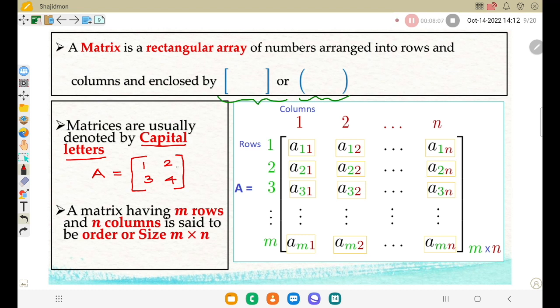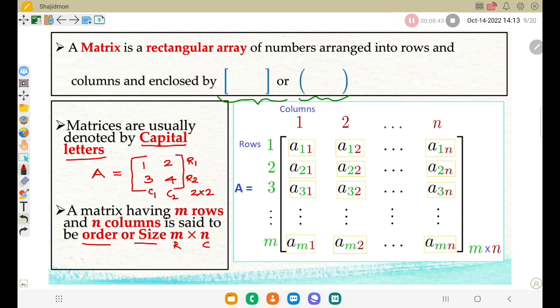So what is the order of this matrix? We have 2 rows, row number 1, row number 2, column number 1, column number 2. So this is a 2 by 2 matrix, correct? Now a matrix having m rows and n columns is said to be of order or size m by n. First number stands for row, second number stands for the column number. So keep that idea in your mind. The order of a matrix: first number stands for the row number, second number stands for the column number.